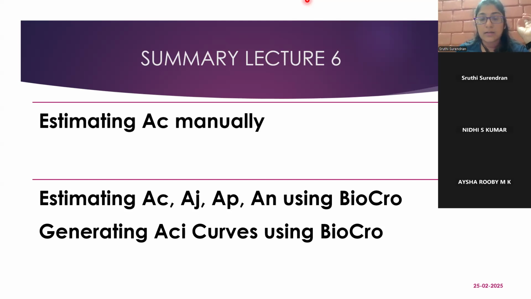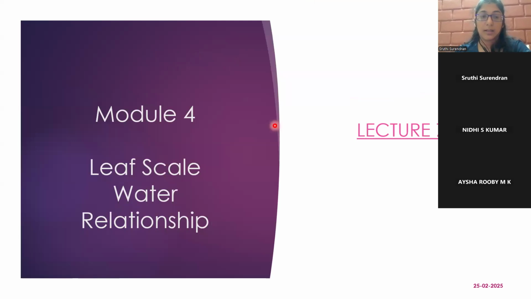Till yesterday we were focusing on the FvCB equations that give rates of photosynthesis. Today we will be moving on to the leaf scale water relationship and the associated processes that are involved in it.